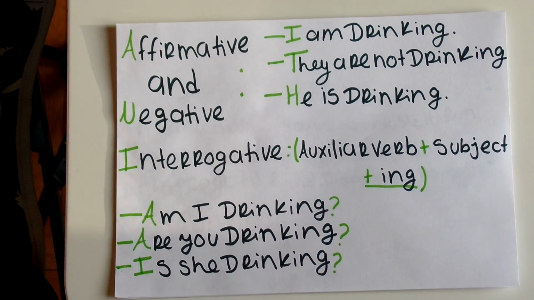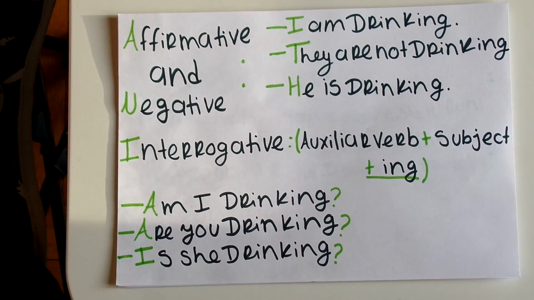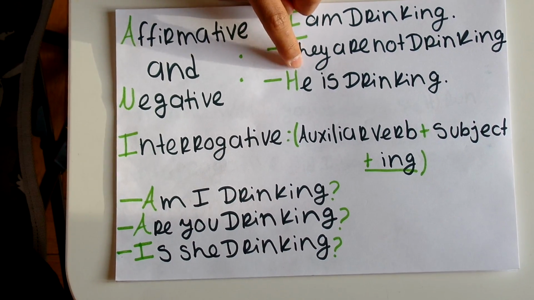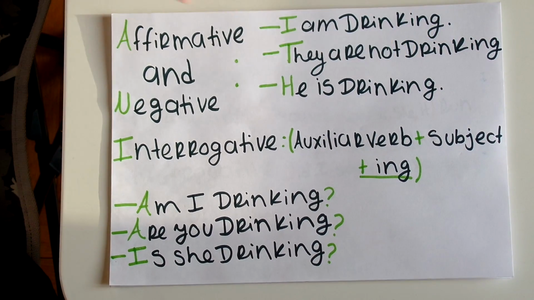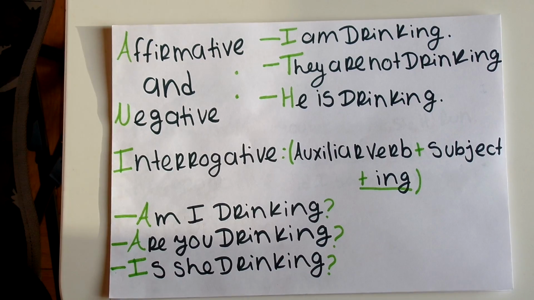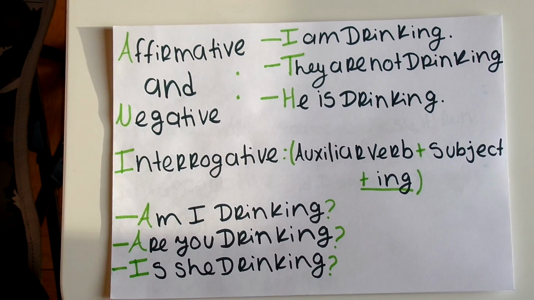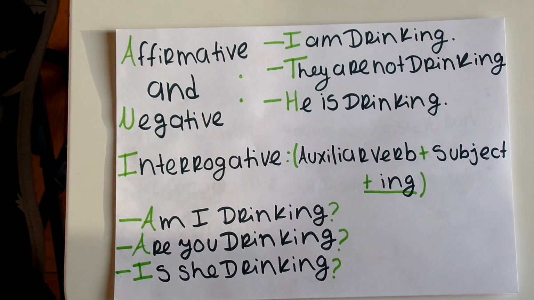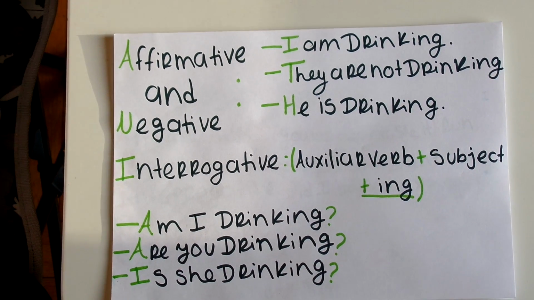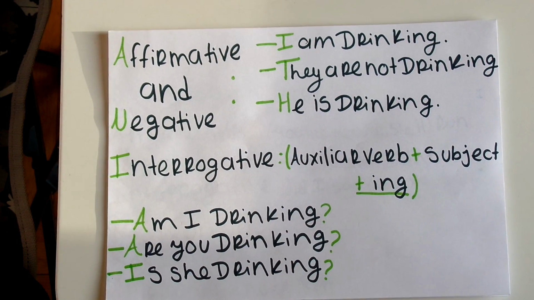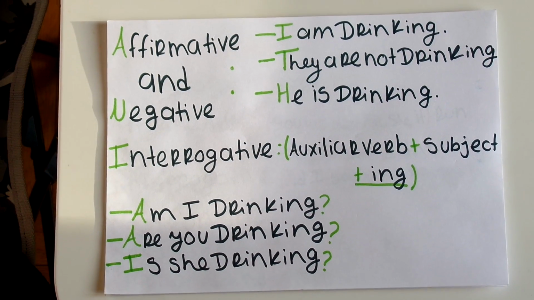And the last one is affirmative again. He is drinking, having a subject of he and a verb of drinking, adding obviously again the ing. Right now we are gonna use the interrogative sentences. The rule for these sentences is auxiliary verb plus subject plus ing.